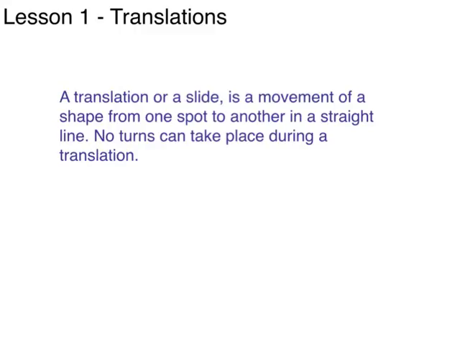A translation, or a slide, which is another word we use for a translation, is a movement of a shape from one spot to another in a straight line. No turns can take place during a translation. Let's take a look at an example.